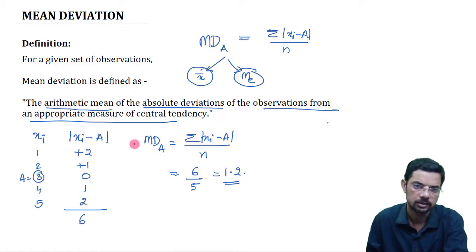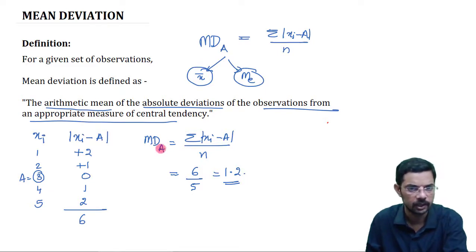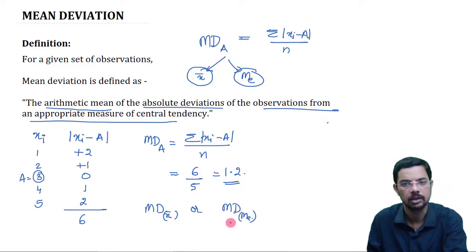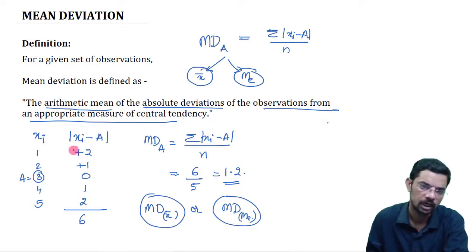If A is the mean, we will call it mean deviation about x bar, or if instead of the mean we take the median, we call it mean deviation about the median. Mean deviation about x bar or mean deviation about the mean, this is what we are going to study. This is for individual data.